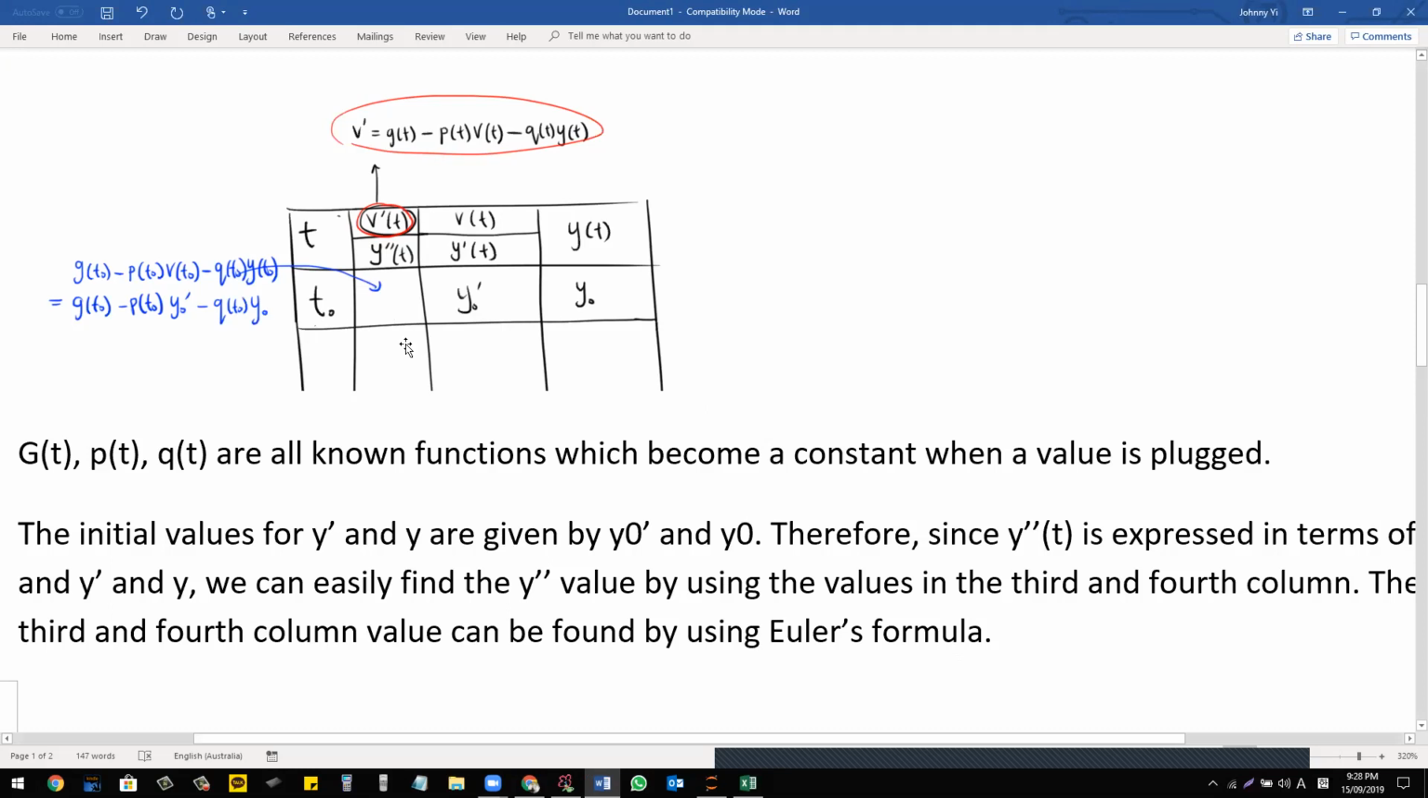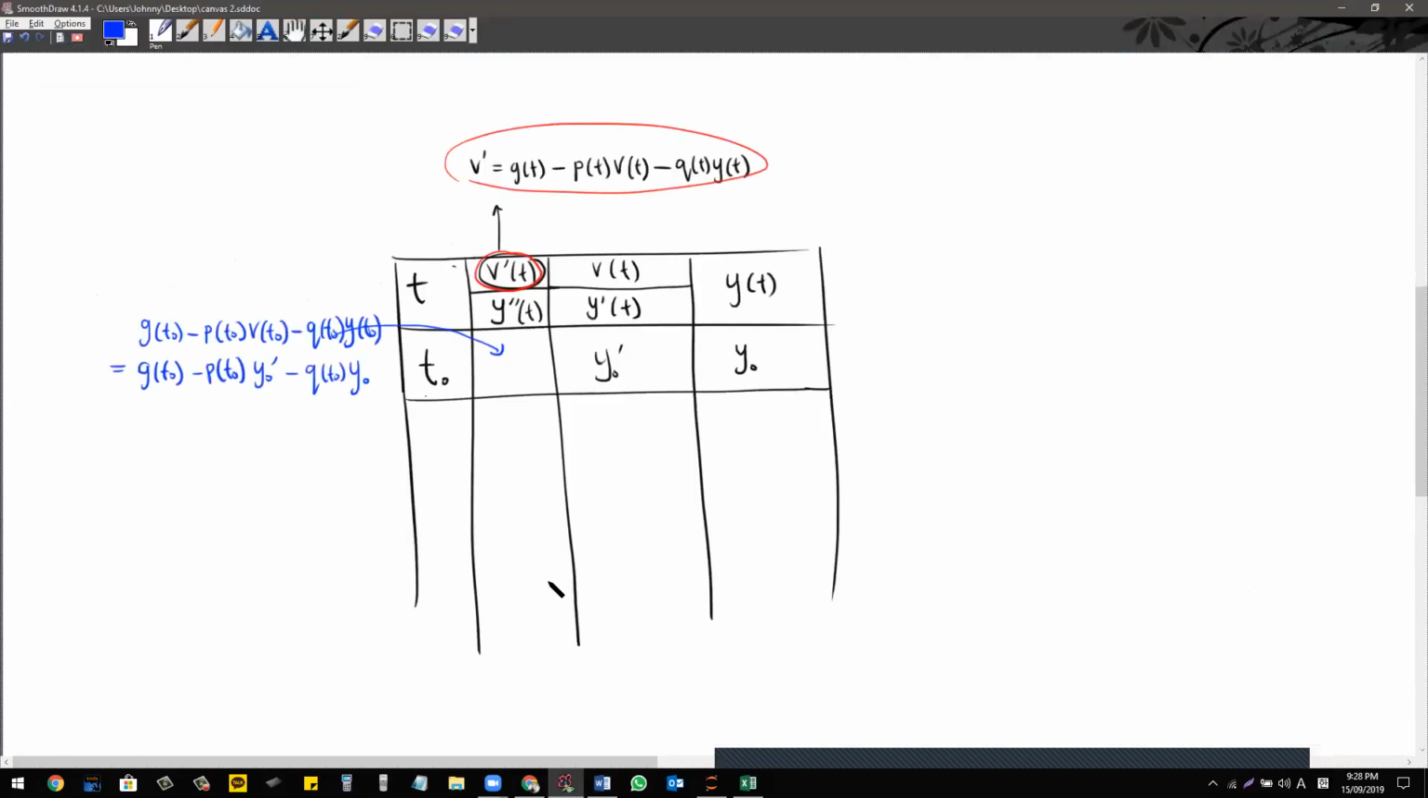So this is the second row, and this is the third row. What would that represent? Maybe we should finish this first. So that goes in there, and we can call that y double dash naught. Y double dash naught is given by this whole thing.